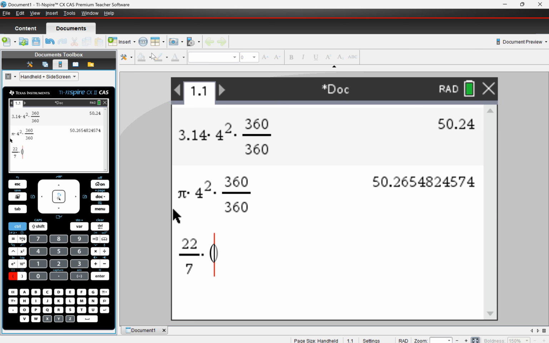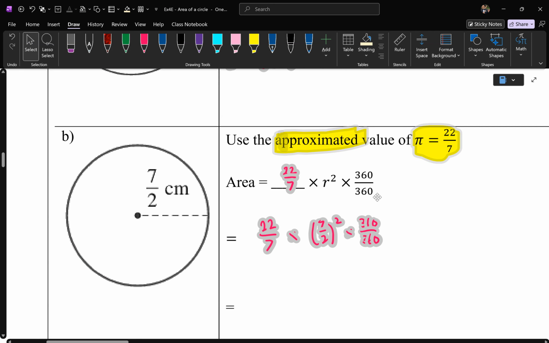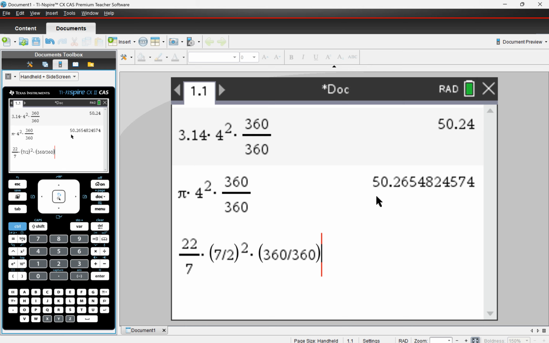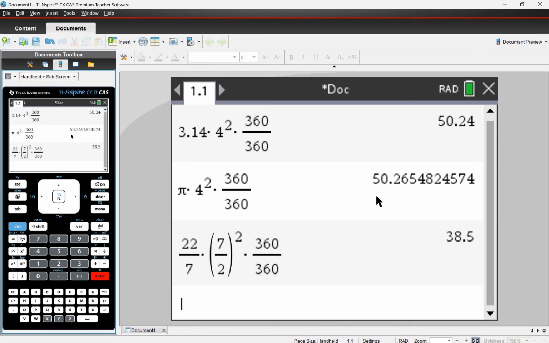Bracket, 7, divide, 2, close brackets. That means the same thing. Okay, so 7 divided 2 means 7 over 2. To the power of 2 means squared, times, and again, I can do 360 divided by 360, which means 360 over 360. That line and this line are exactly the same. So if I press enter, you and I should get the same answer.